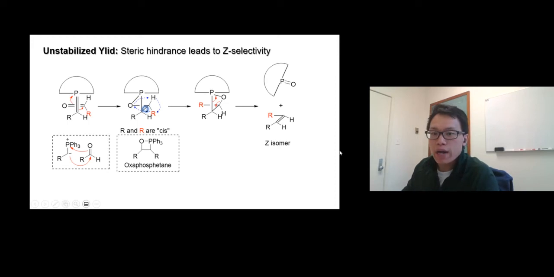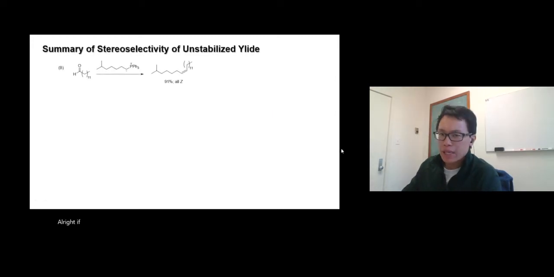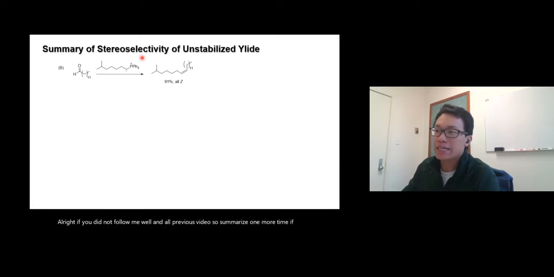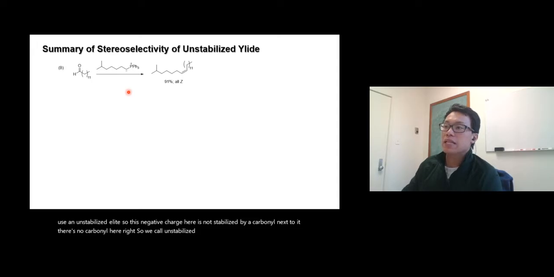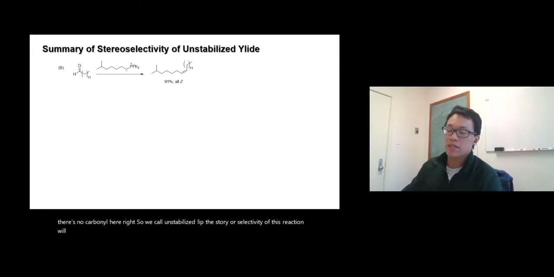All right. If you did not follow me well in the previous video, let me summarize one more time. If you use an unstabilized ylide, so this negative charge here is not stabilized by a carbonyl next to it. There's no carbonyl here. All right. So we call it an unstabilized ylide. The stereoselectivity of this reaction will be Z isomers. It selectively makes Z. Okay.